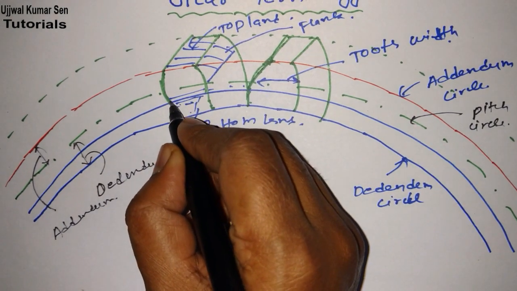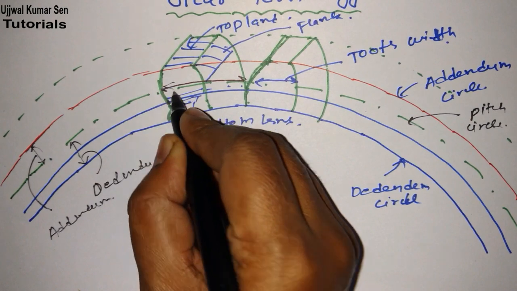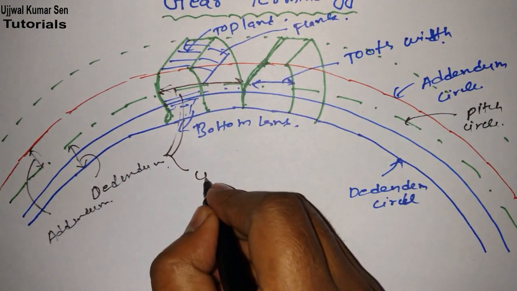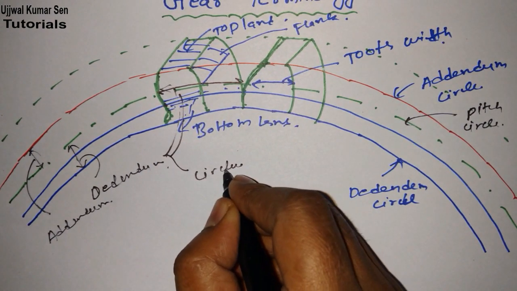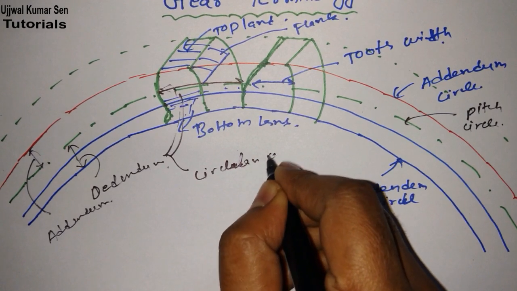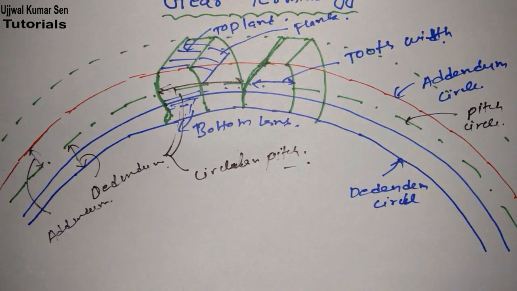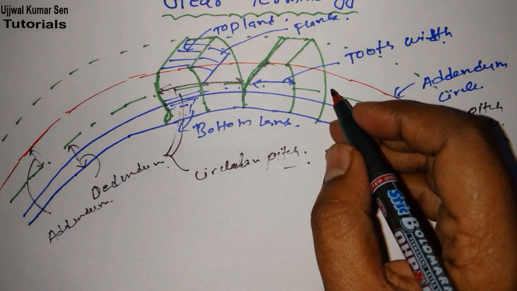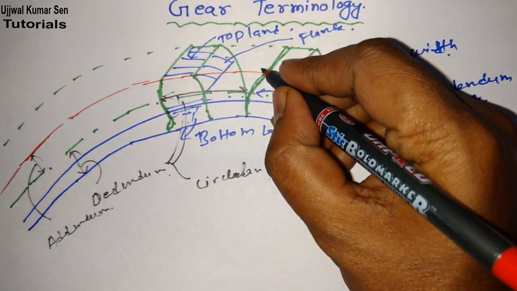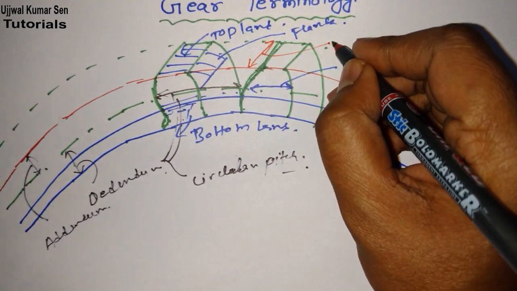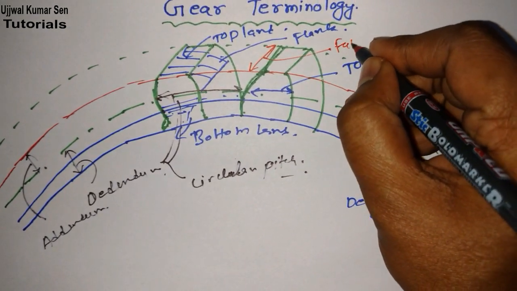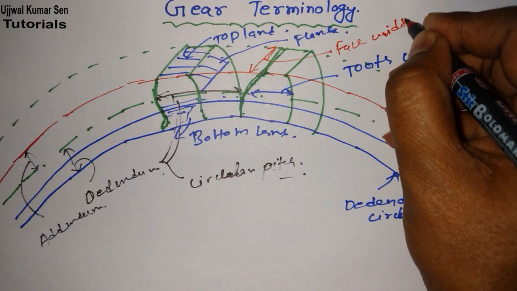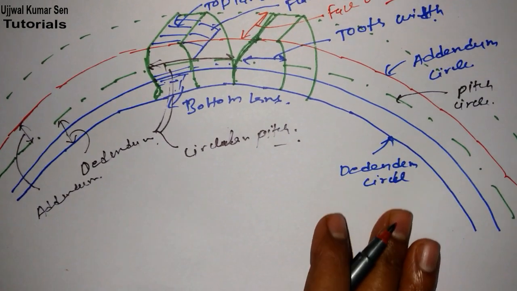And from here to here, it is known as circular pitch. Okay, this one, the marker has been finished. Now I have to use another one. Don't worry, I have many markers, right? So now from here to here, this is known as width of the face or face width. So these are all the terms we have in gear terminology.